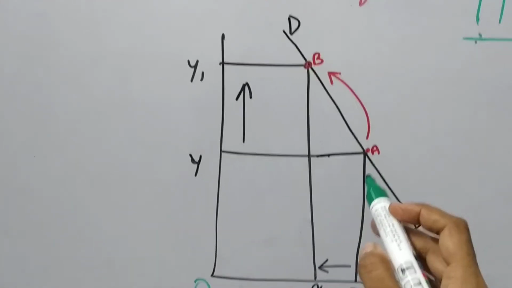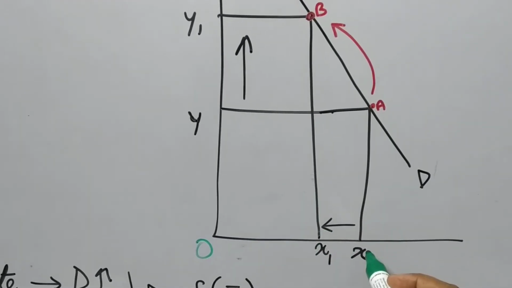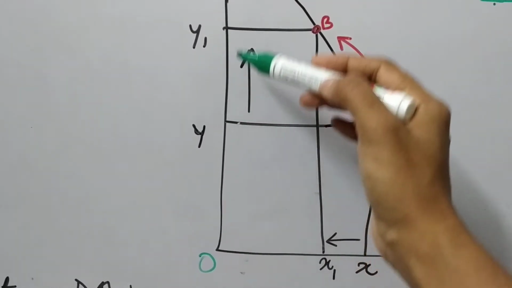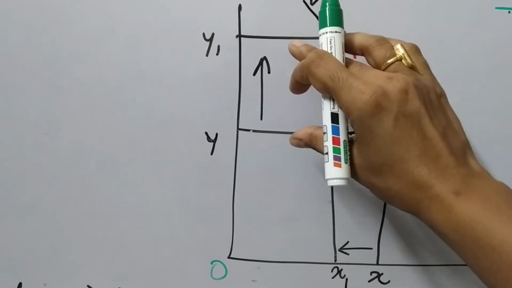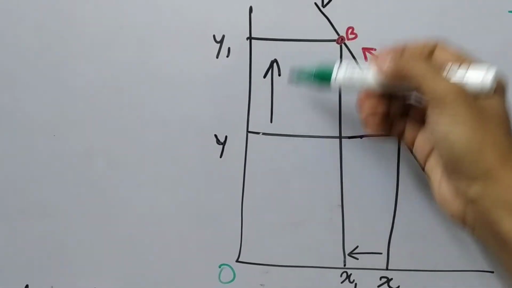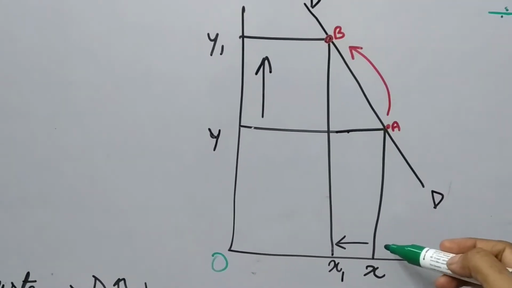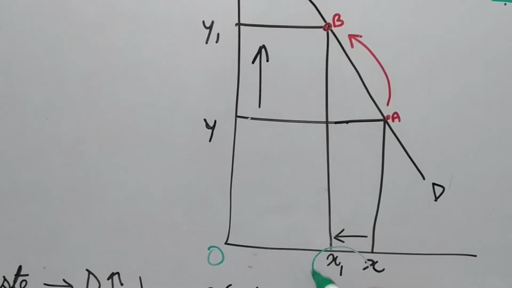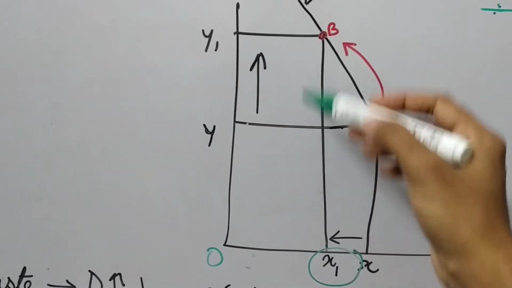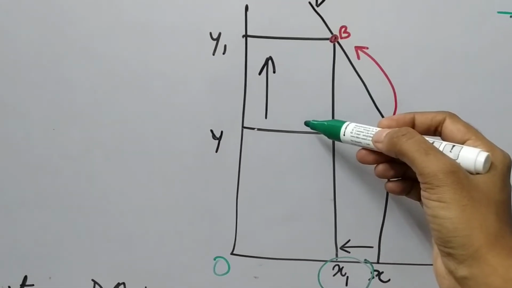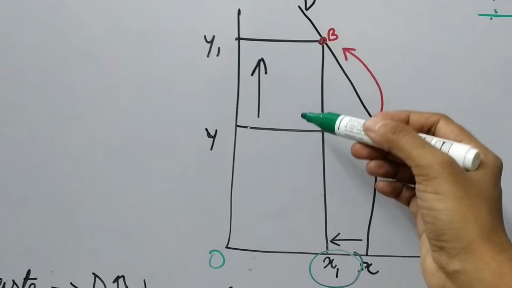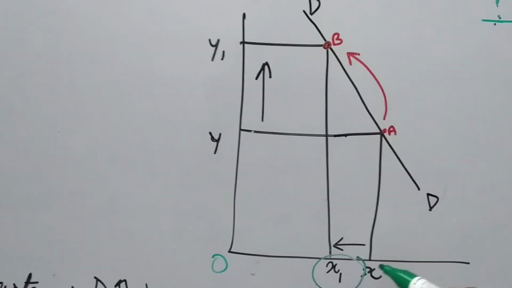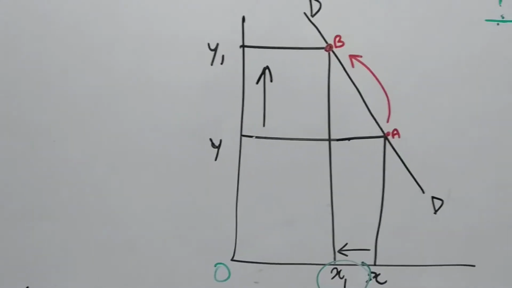At that time the consumer was consuming OX units of the X commodity. When his income increases from OY to OY1, that means his income increases by this much. So when his income increases, he will reduce the consumption of the X commodity. Why? Because now his income has increased, so he can shift his consumption to the superior good. That's why he will reduce the consumption of the X commodity.